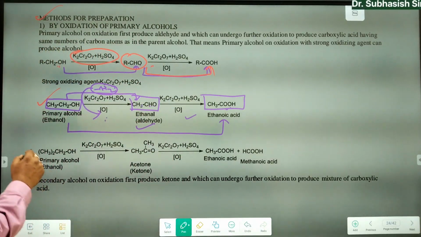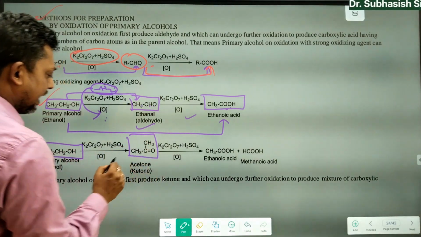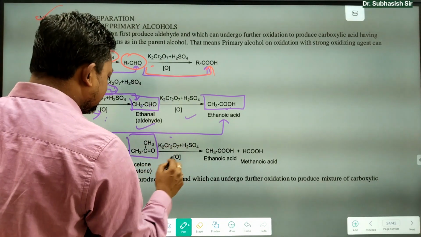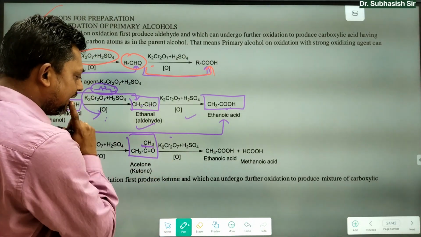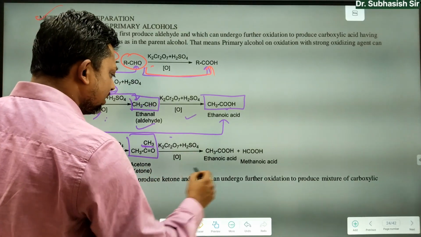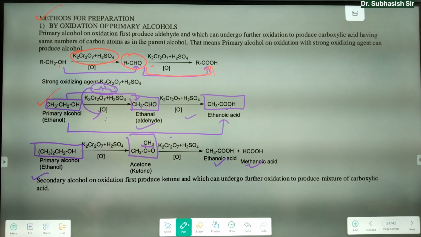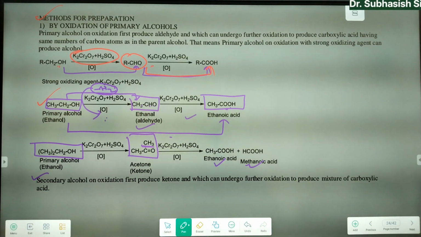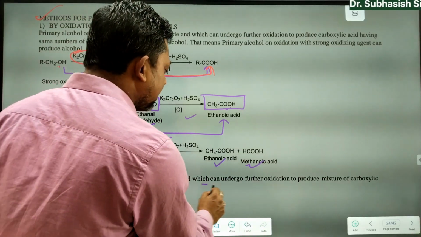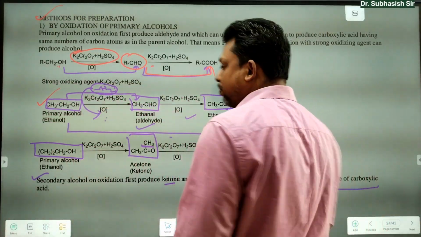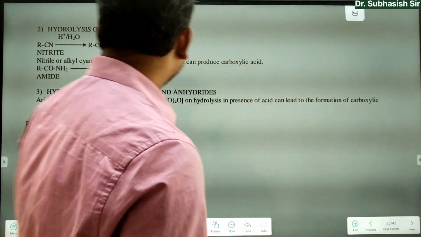So if you have secondary alcohol, you will get a ketone, and again this ketone, if you oxidize, it will give a mixture of carboxylic acids. Here some C-C cleavage will occur. Okay, so you get a mixture of carboxylic acids. So here I have written clearly, secondary alcohol on oxidation first produces ketone, which can undergo further oxidation to produce a mixture of carboxylic acids. Let us go to the next slide.